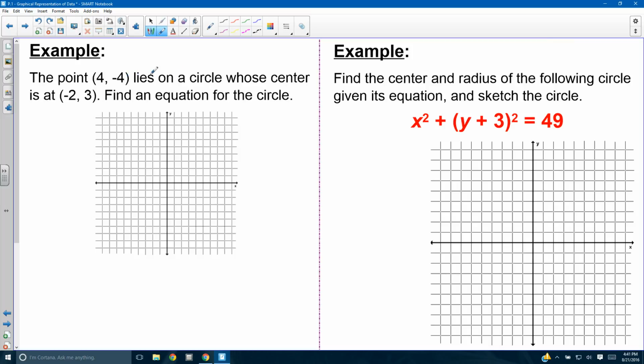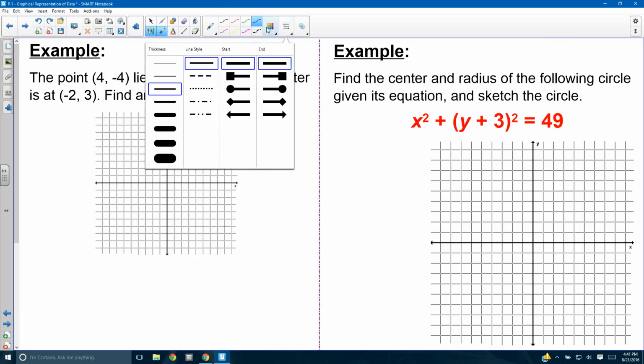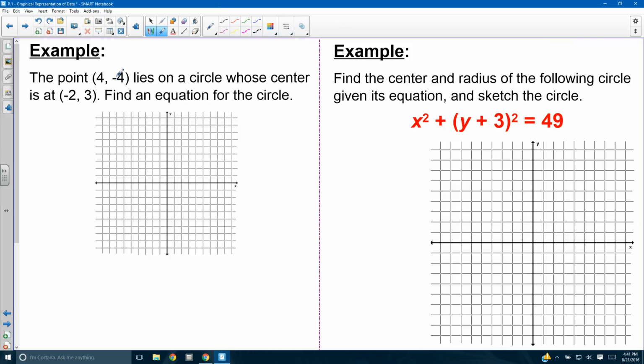The point 4, -4 lies on a circle whose center is at -2, 3. Find an equation for the circle. It does help to use a graph. It's not necessary, but let's go ahead and make sense of what we're looking at. The point 4, -4 is right here. Now this is a point that's on the circle. And the center is at -2, 3, which is right there.